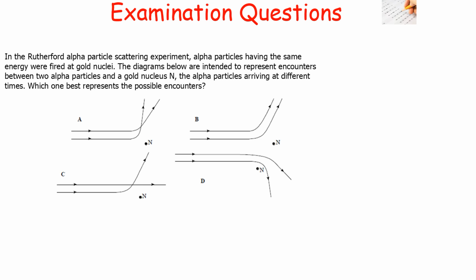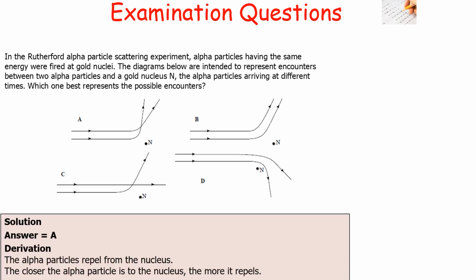Right, the answer is A, because the alpha particles are repelled from the nucleus, so any attraction can't be the case, and also the closer the alpha particle to the nucleus, the stronger the electromagnetic repulsion it will experience, so the greater its repulsion will be. So when you look at the particular answers, you can tell that the only one which satisfies both of those criteria is A. So that one best represents the possible encounters.